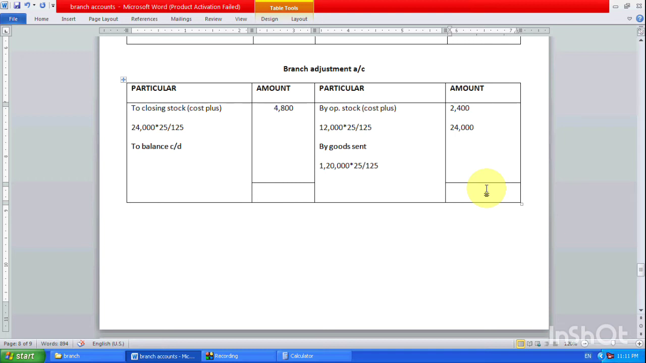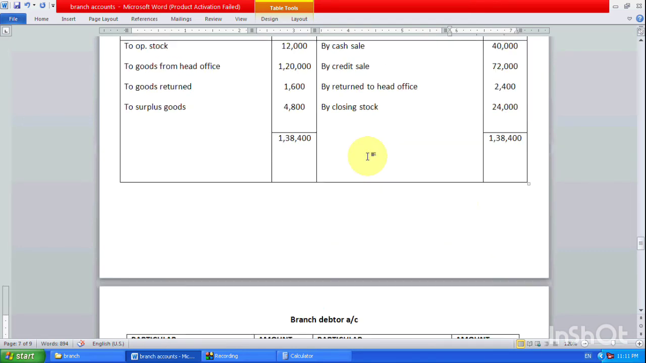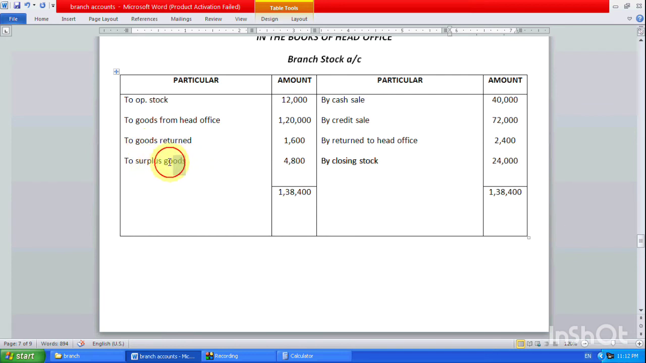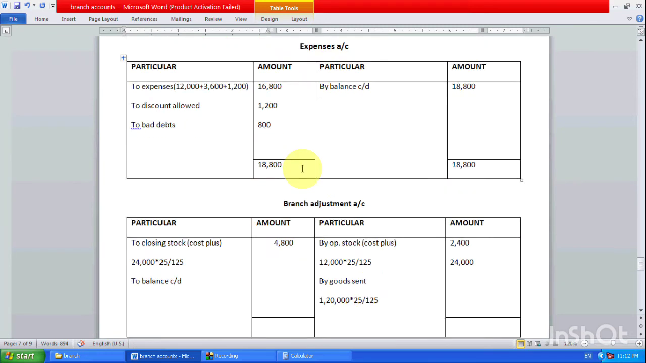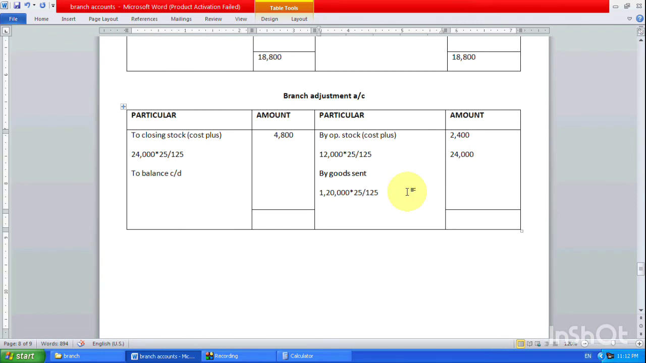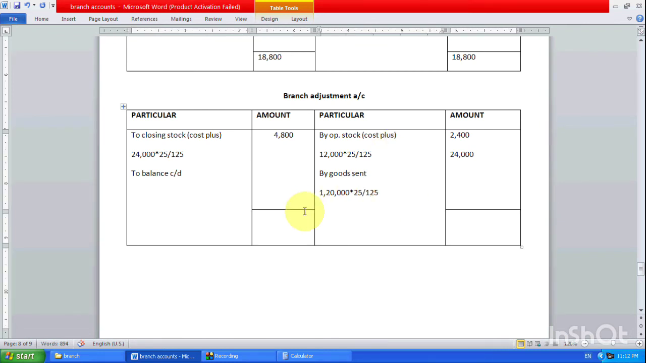Now see, to balance, the carry down amount is also there in the branch adjustment account. So here overall 26,400, surplus goods is there 4,800, extra goods. So right here in the branch adjustment account, extra goods we have to return here, because these extra goods also have a cost plus amount. So we have to remove that cost plus amount and take that entry here. Let's move surplus stock. How much surplus stock? 4,800.